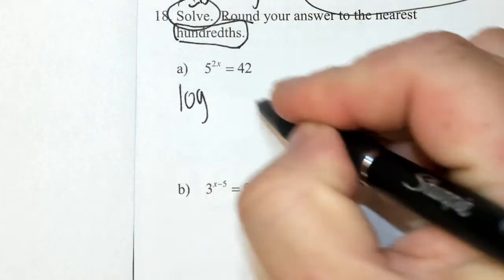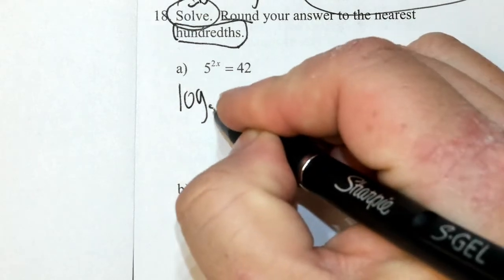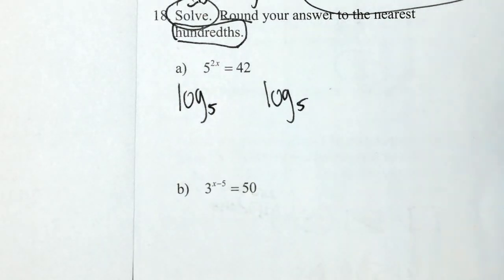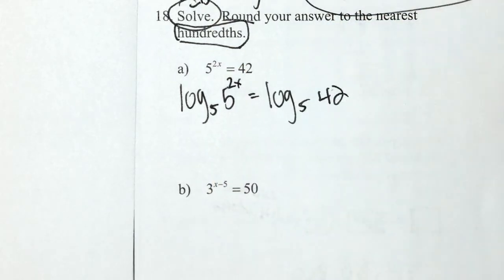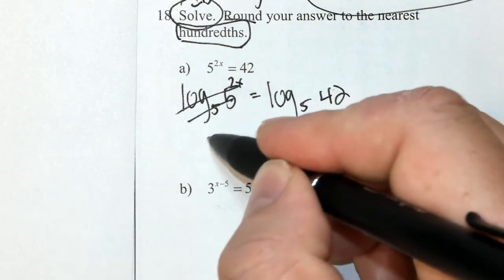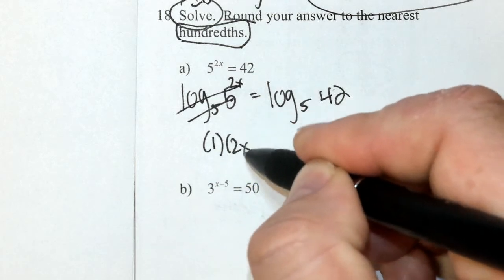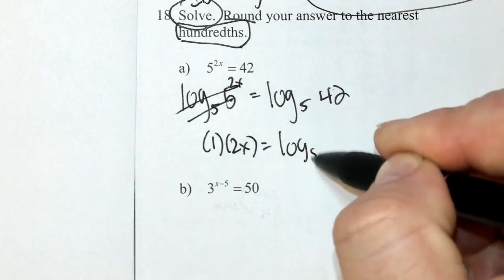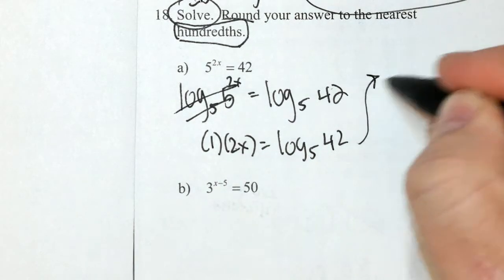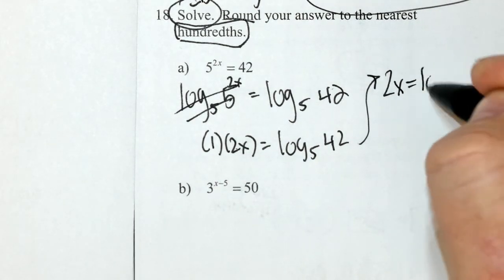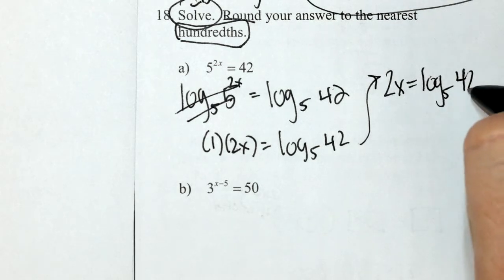So I want to remove the 5. So to both sides, to keep the equation balanced, I'll do log base 5. I'll put everything else where it originally was. On the left-hand side, I have 1 times 2x equals log base 5 of 42. I know 1 times 2 is simply 2, so 2x equals log base 5 of 42.